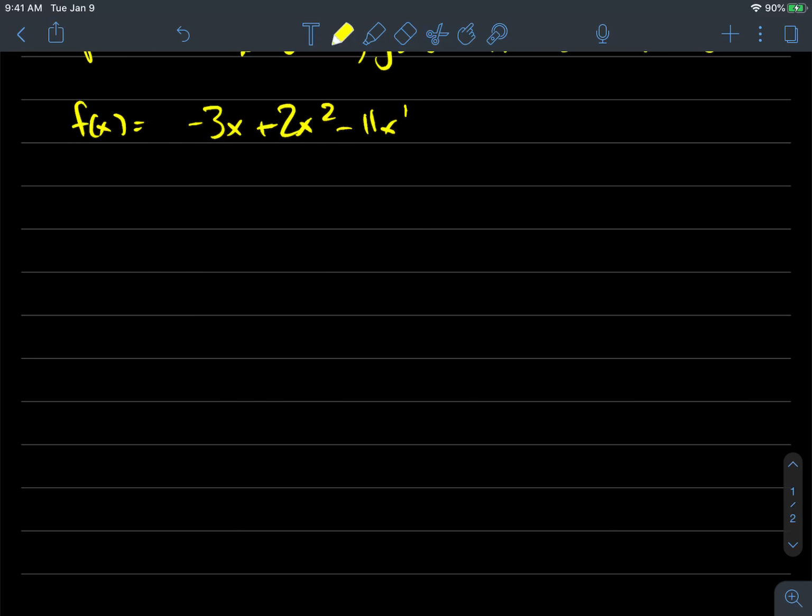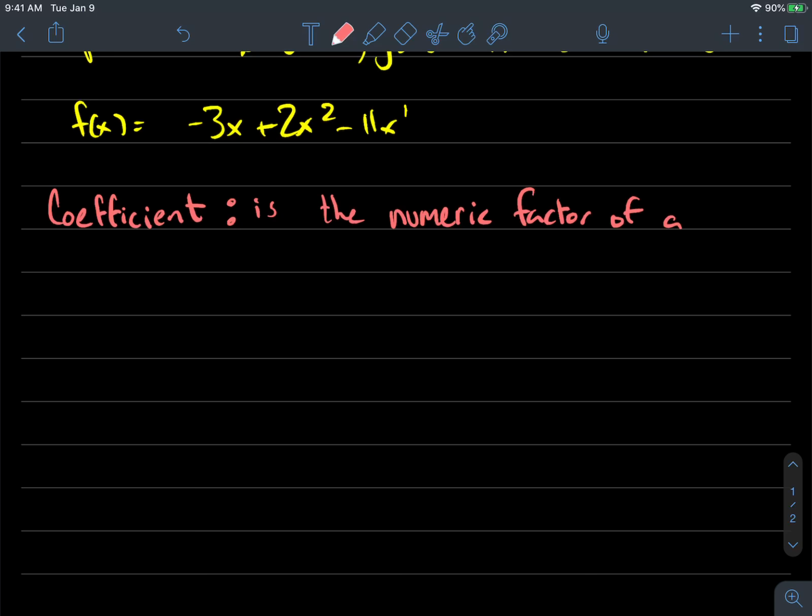We need to go over some other words, like the word coefficient. We've gone over it before. Coefficient is the numeric factor of a term. That's just a fancy way of saying we have numbers in front of x. So if we have 3x, 3 is the coefficient.